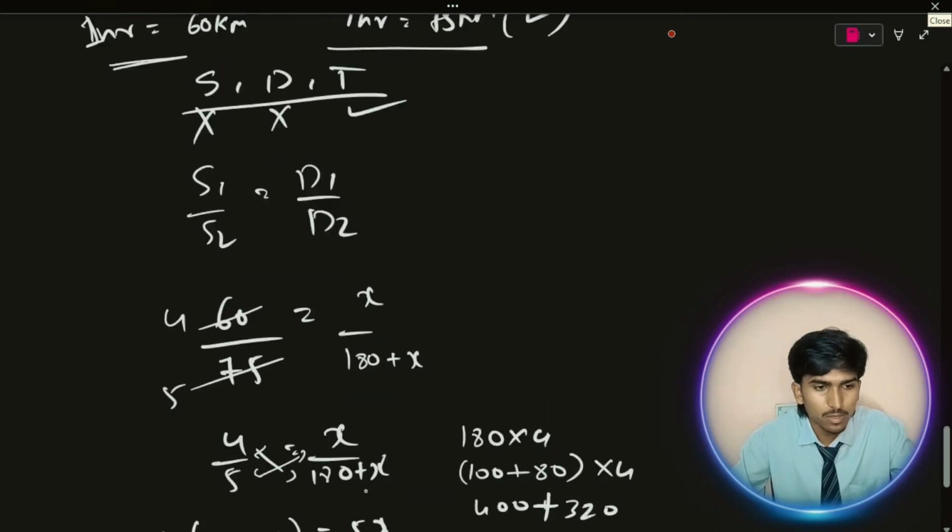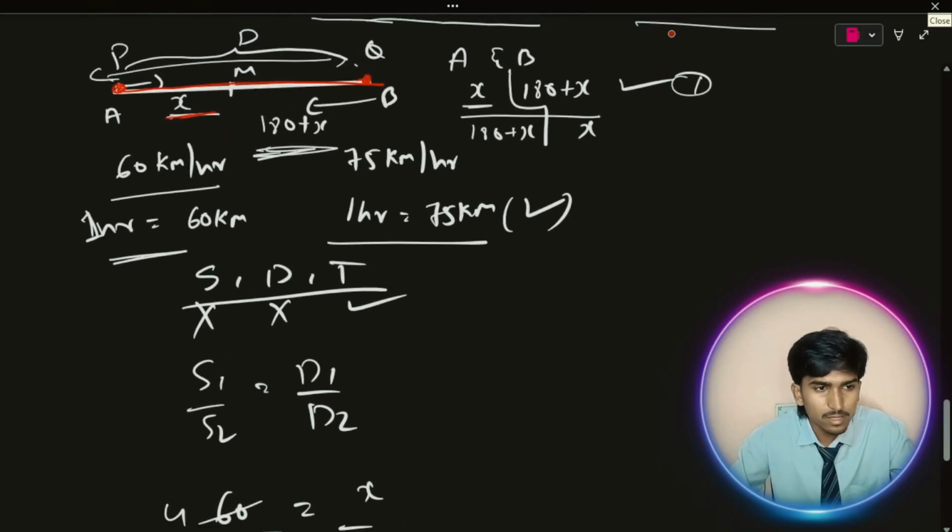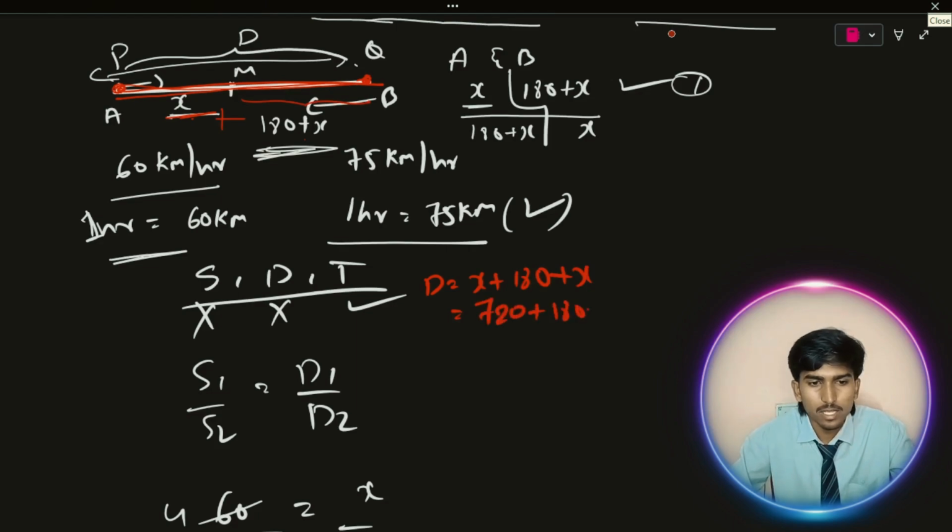But they're asking for the total distance. What is the total distance? X plus 180 plus X, because this part is 180 plus X and this part is X. Combining, X plus 180 plus X is the total distance. X is 720, so 720 plus 180 plus 720, or otherwise you can write 2 into 720, that is 2 into X, plus 180. What is the answer?